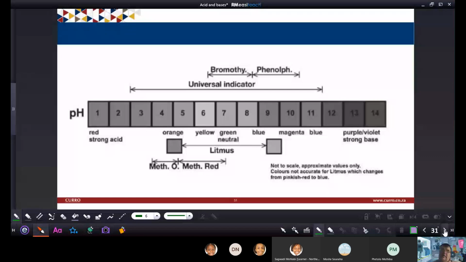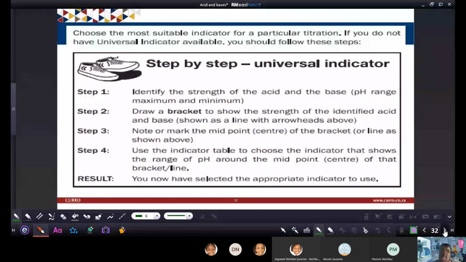Okay. How do we choose an indicator? You identify the strength of the acid and the base. Okay, so you will see, is it a strong acid? Is it a strong base? Then it means we need to use bromophenol blue because we're going to get a neutral reaction. Or is it a strong acid and a weak base? Then it means we will have an acidic solution, so we need to use methyl orange.